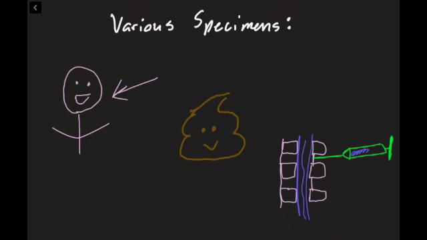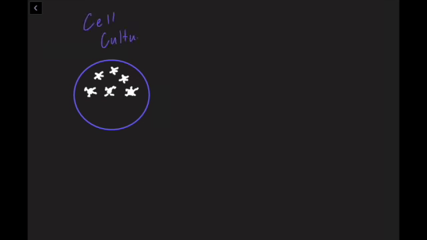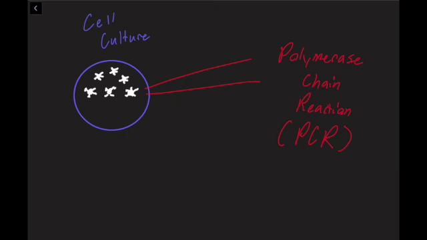Poliovirus can be detected in various specimens obtained from the throat, stool, and occasionally the cerebrospinal fluid. The virus is typically isolated in cell culture and detected with a polymerase chain reaction, or PCR. Cell culture is the most sensitive method to detect poliovirus.